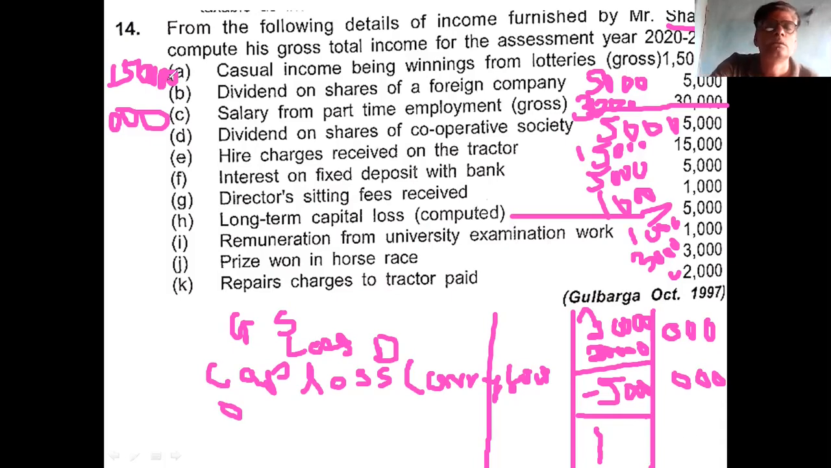Okay. 1,50,000, I'll tell you the answer. The answer from other source. Now I'll calculate and tell you. 1,50,000 is the winning from lottery. Then income from agriculture.